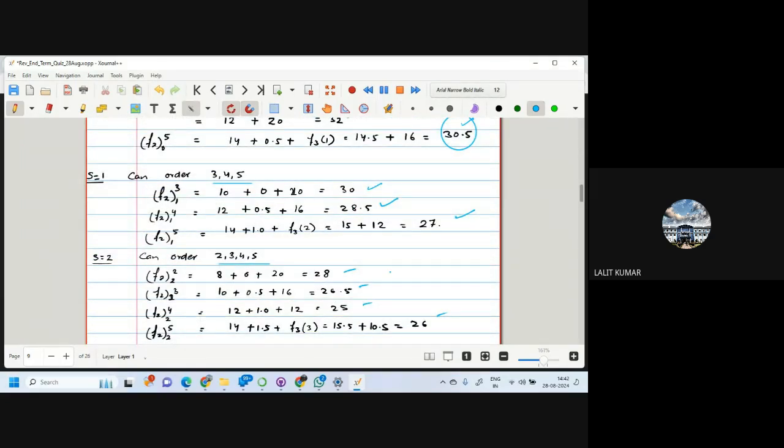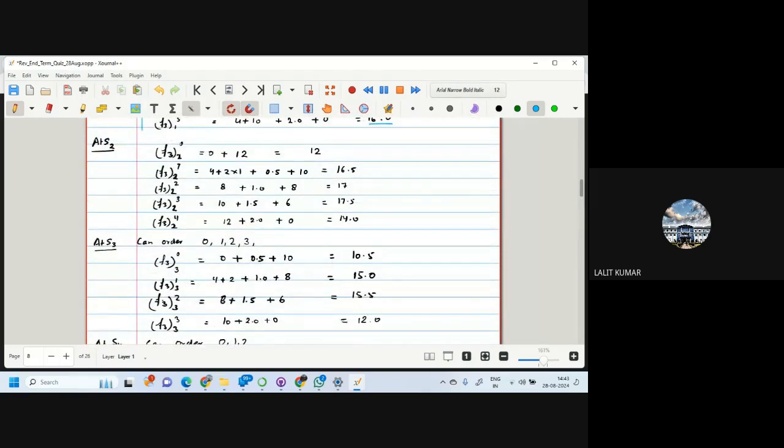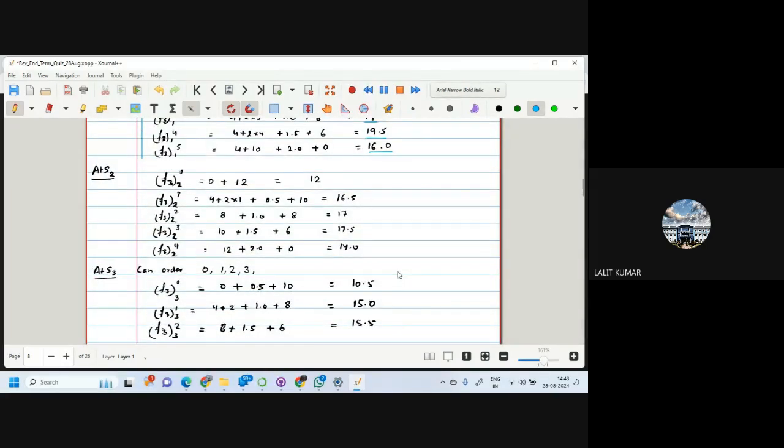This is F21. F21, which is the minimum, is 27. So at the second stage, he will demand 5. And now you go to F32. This is F32. F32 minimum is 12. So at the third stage, he does not order anything, and he reaches F40.